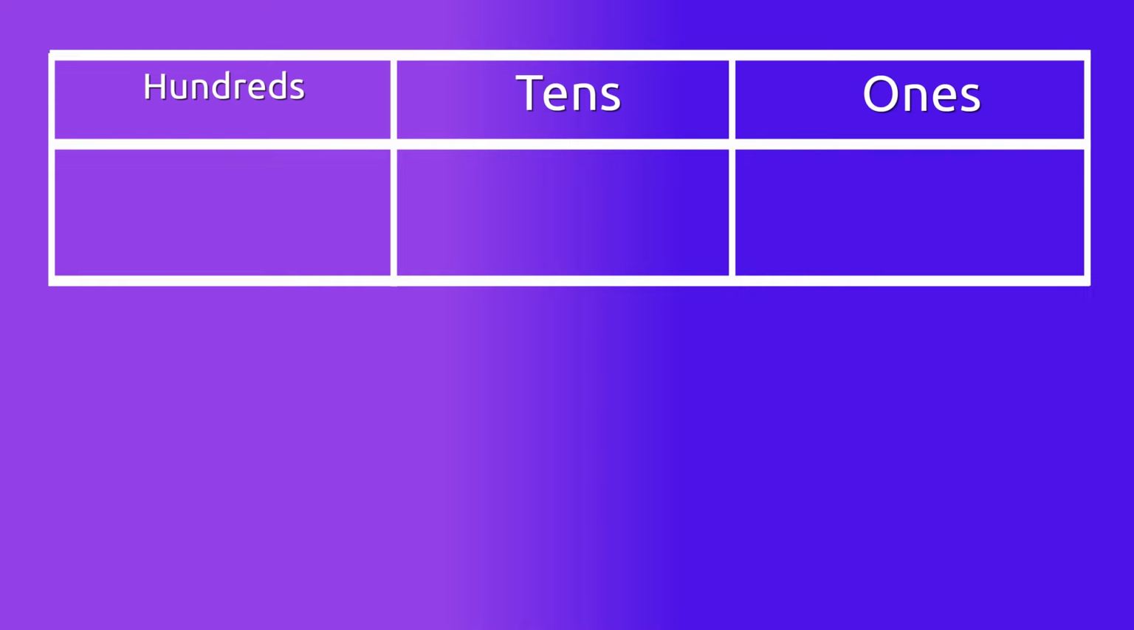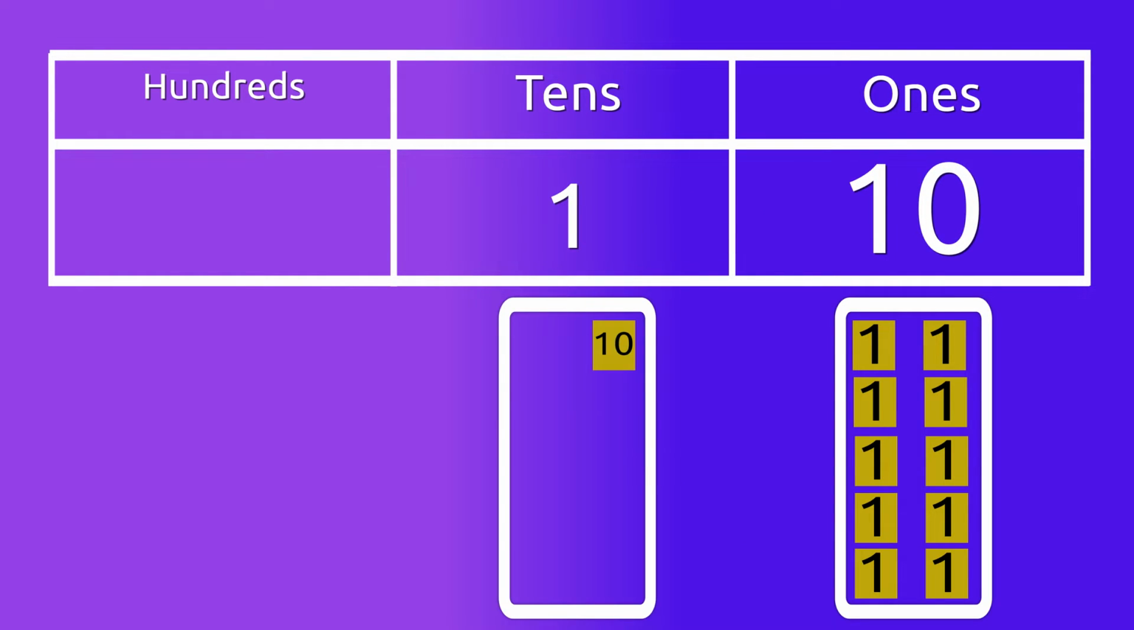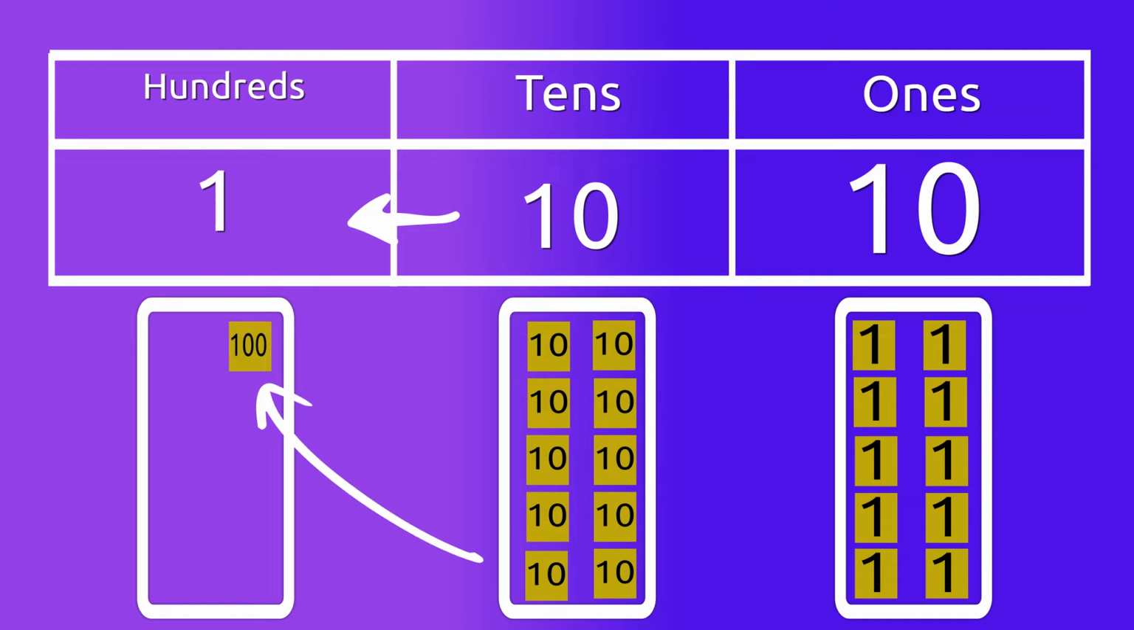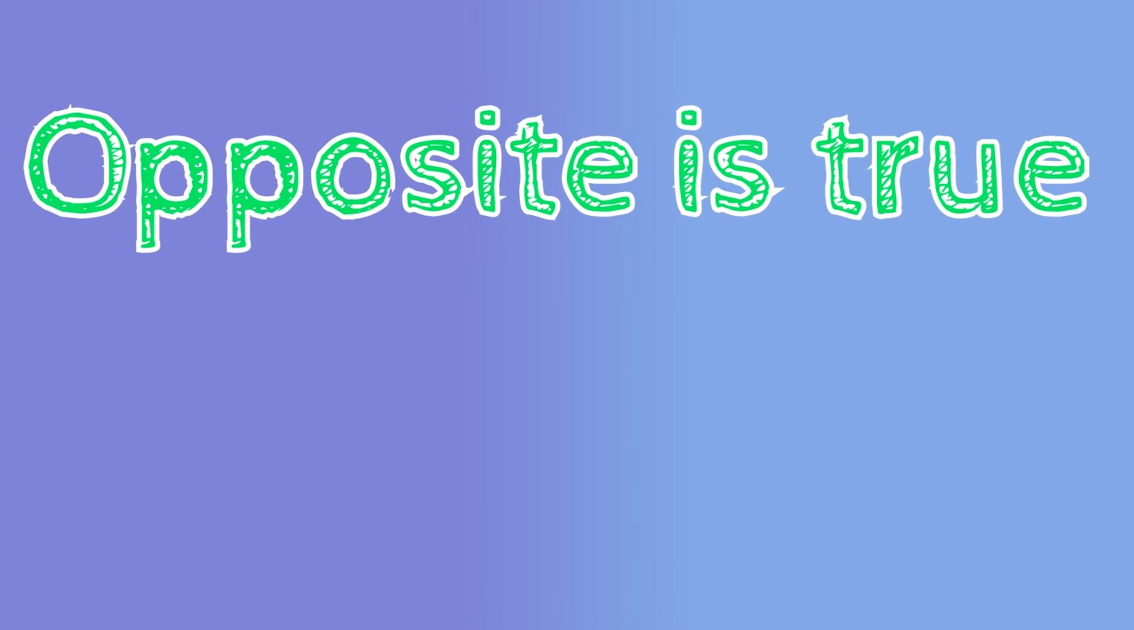For example, 10 groups of 1 make 1 group of 10. 10 groups of 10 make 1 group of 100. And 10 groups of 100 make 1 group of 1,000. However, the opposite is true if we look at the digits to the right of the decimal.